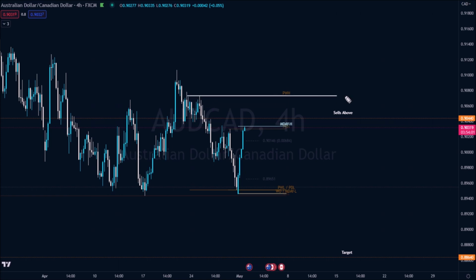We do have a previous weekly high above this sell area, which would be a nice area to look for sales. But if we come into this area, I'll be on alert looking for selling opportunities. If we can get a nice bearish candle in the direction that we want to trade, then we can look to take advantage of that. So Aussie CAD, I'm looking to sell.